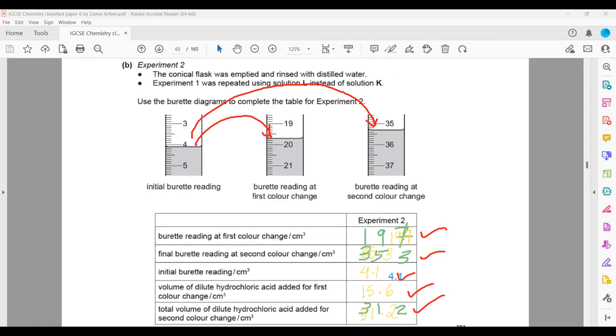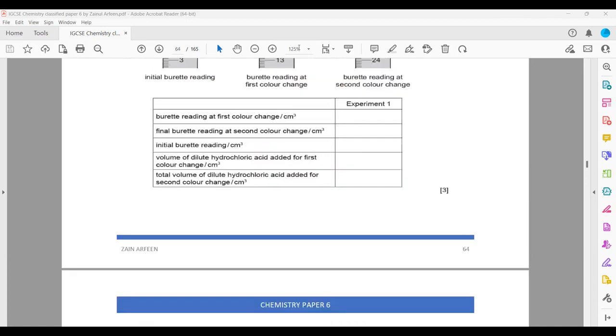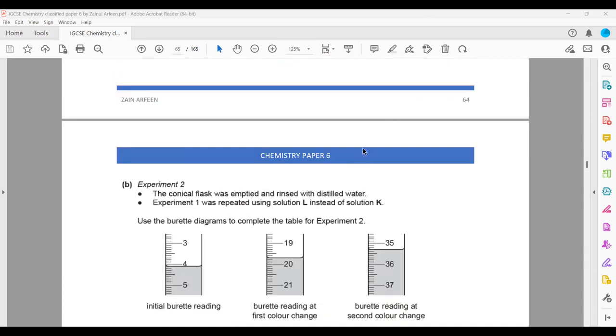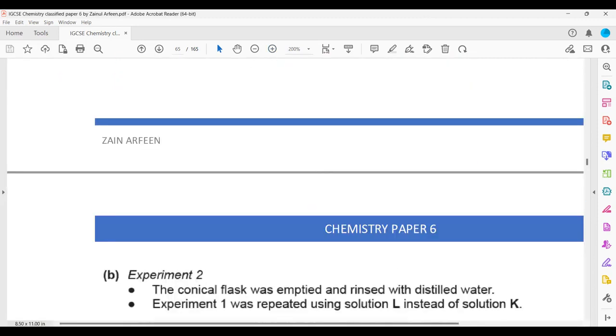So overall, for solution K, for a complete color change, we need 20.8 cm³ of hydrochloric acid. And for solution L, we need 31.2. If I draw this figure to represent them and identify the concentrations of the solutions: when we did the experiment, we took 25 cm³ of solution K and 25 cm³ of solution L.